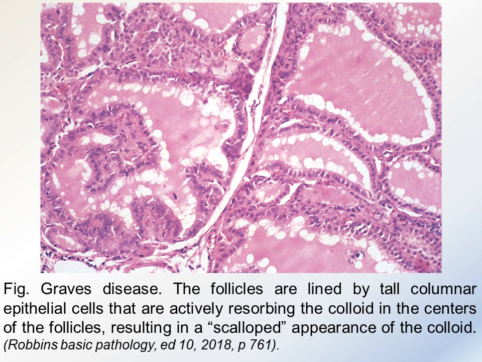In addition, lymphoid infiltrates, consisting predominantly of T cells with fewer B cells and mature plasma cells, are present throughout the interstitium. Germinal centers are common. So, to sum up, in Graves' disease you can notice microscopically the follicles are lined by tall columnar epithelium, and you can notice the scalloped appearance of the colloid.